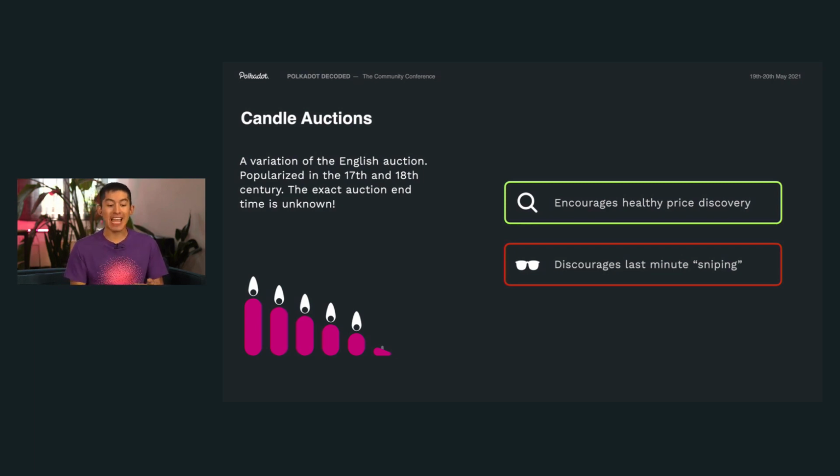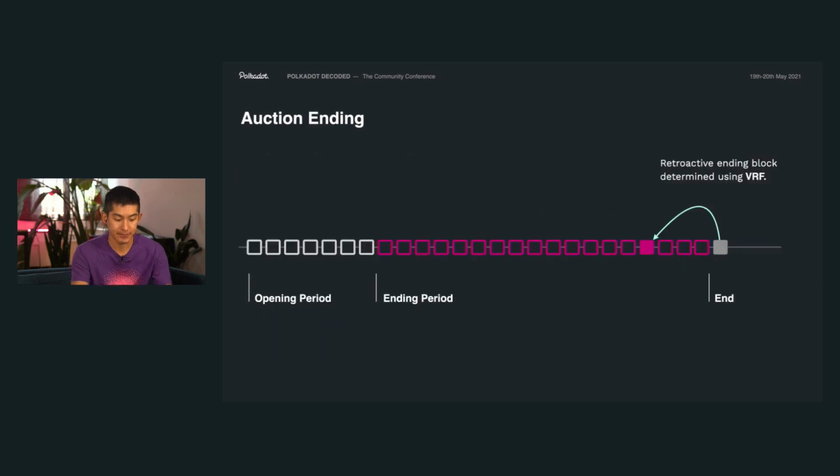This means no one exactly knows when the auction would end. Because of that, the process encourages bidders to make each bid as if it was their last. And this, of course, encourages really healthy price discovery early and discourages last-minute sniping: people jumping in last minute, making a huge bid and throwing off all of the economics.